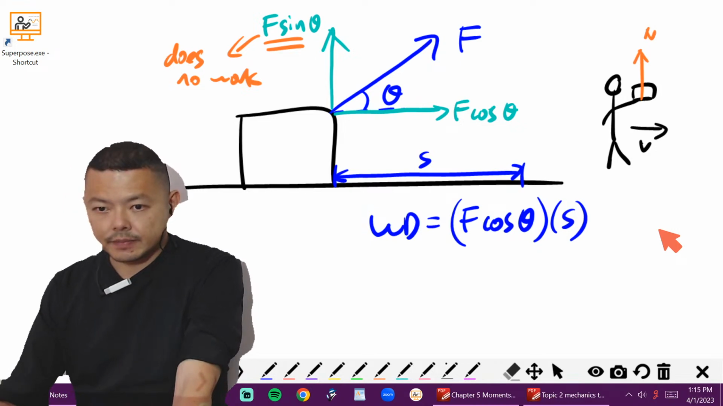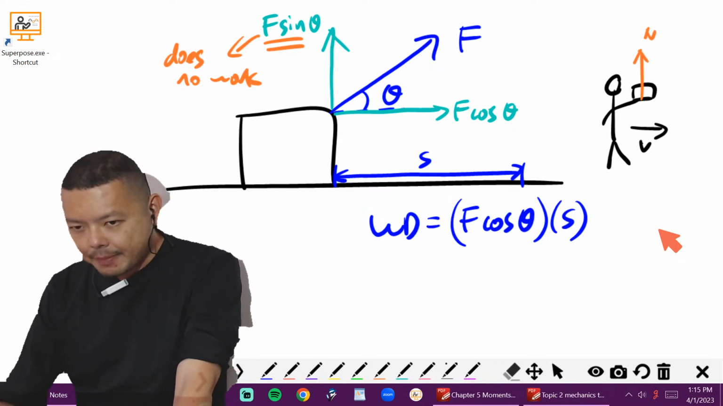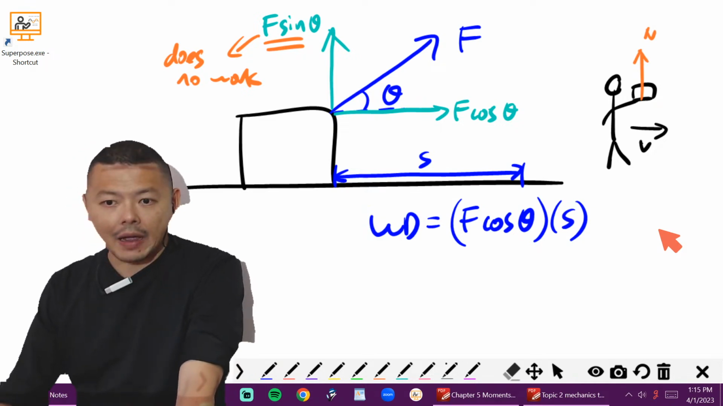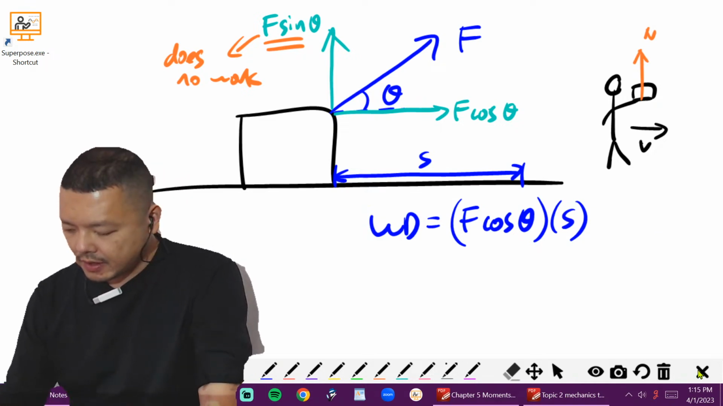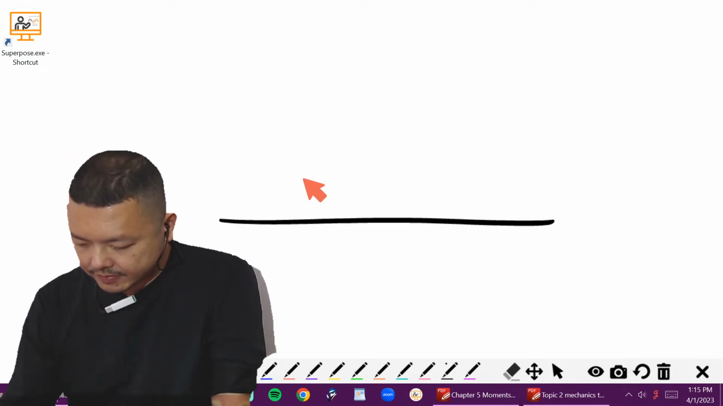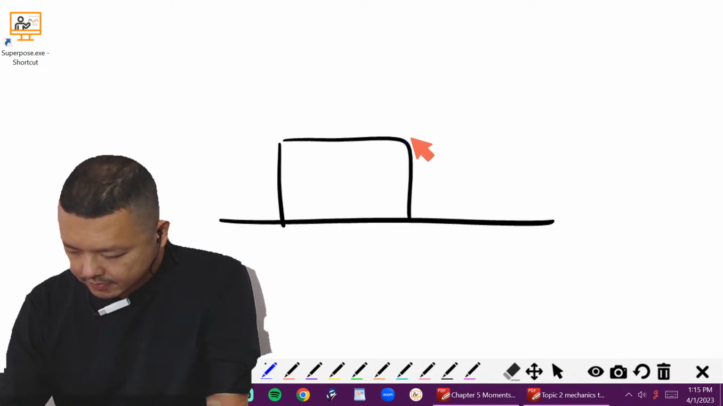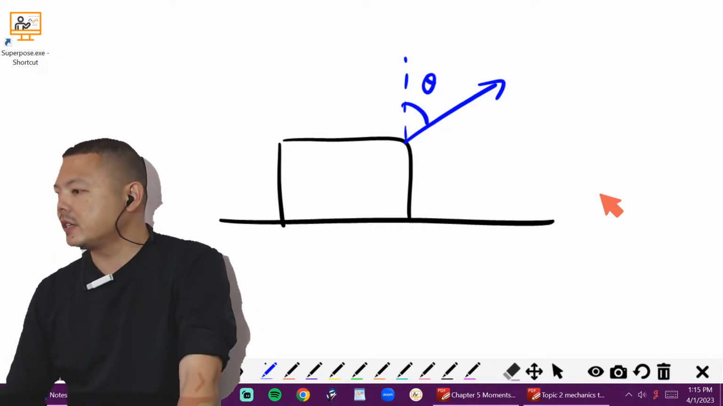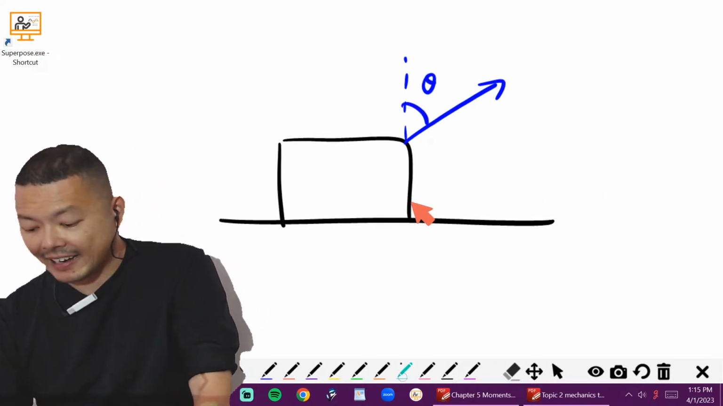Okay so far? What's the trap for this equation? If I'm setting an exam, I will definitely try to trap you by giving you a diagram that looks like this, and I would like to see you use F cosine theta blindly.